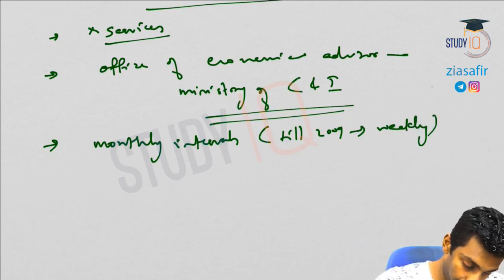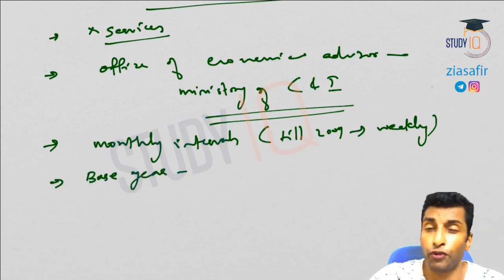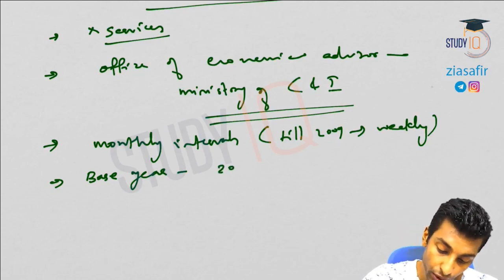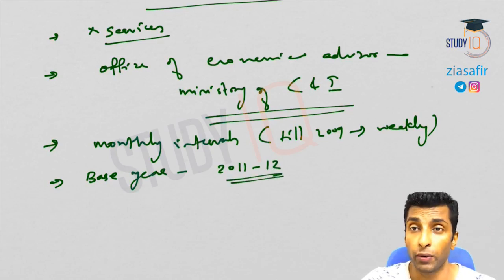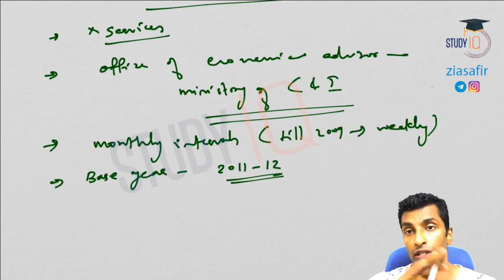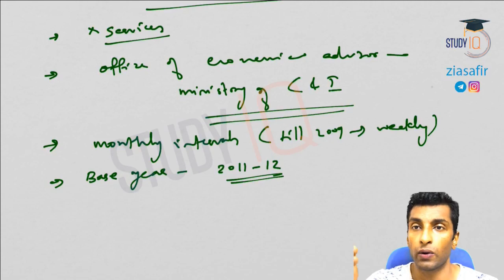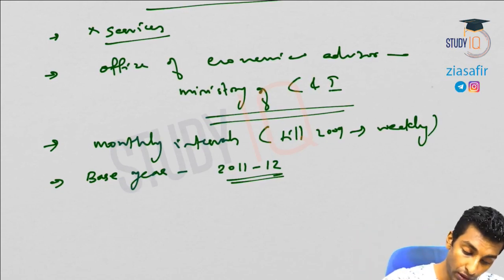Okay, what is the base year? Base year was 2004-05 and it was changed to 2011-12 in 2017. So 2011-12 is the base year of the wholesale price index, WPI. Just like when we discussed national income, I told you that when you talk about GDP at constant prices and current prices, constant price means base year price. So base year price is calculated on the basis of 2011-12. The base year for GDP measurement is also 2011-12, here also 2011-12.